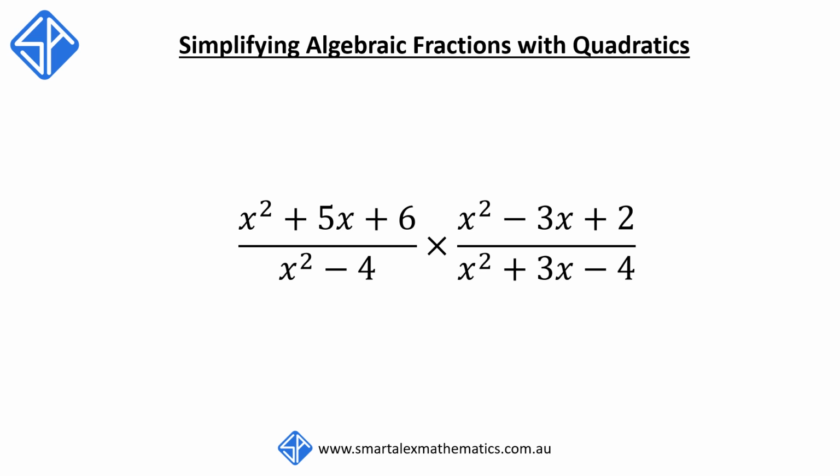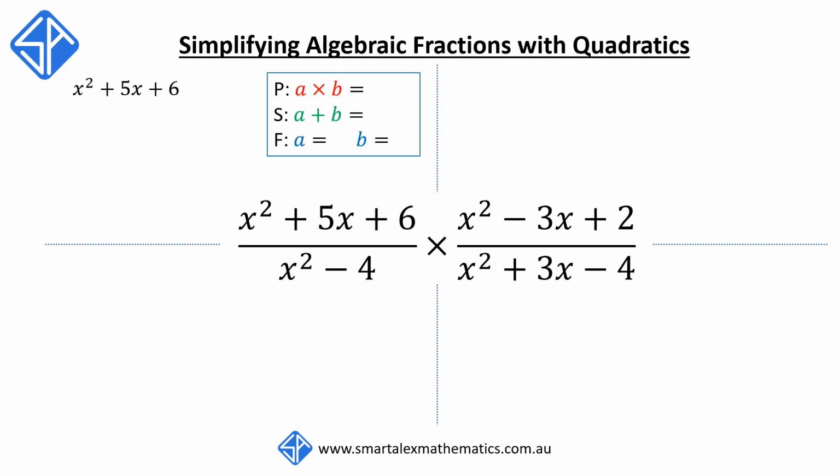So we're going to start off with x squared plus 5x plus 6. This is a quadratic expression, so we can factorize it using the PSF method. With the PSF method, we're going to look for two numbers a and b that multiply to give the constant of 6 and add to give the coefficient of x, which is 5. The two numbers a and b that will satisfy both of these conditions would be if a is equal to 3 and if b is equal to 2.